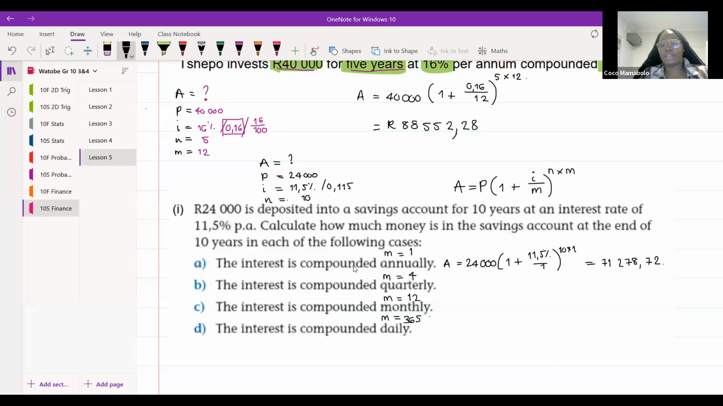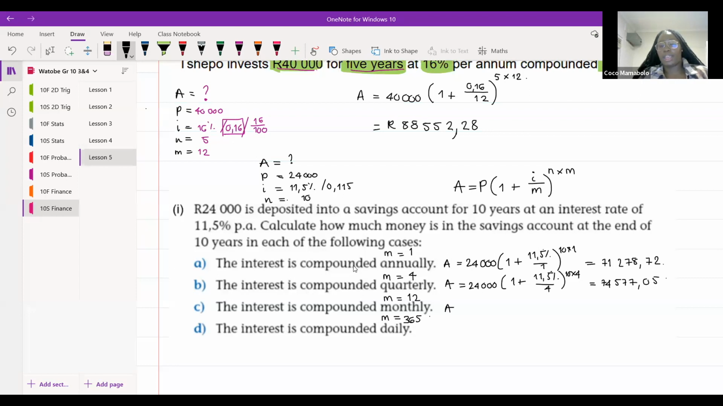All right, in my second one, compounded quarterly, I'm going to have 24,000, open brackets, 1 plus 11.5% divided by 4, close brackets, to the power of 10 times 4. And the answer we should get there is equal to 74,577.05. All right, let's go to compounded monthly.